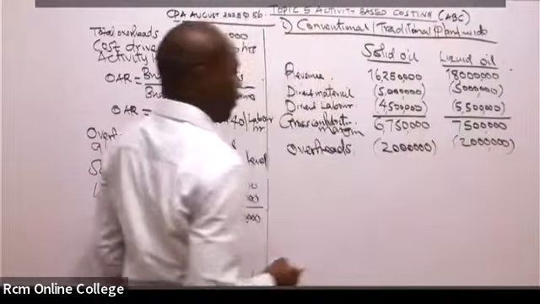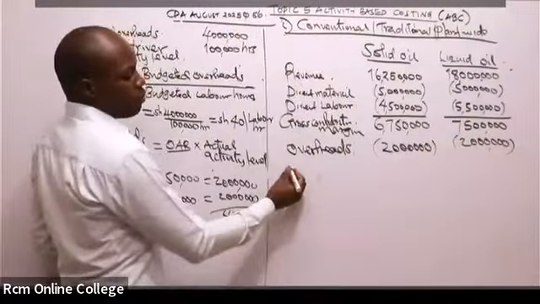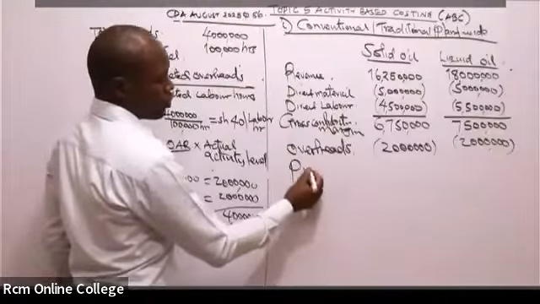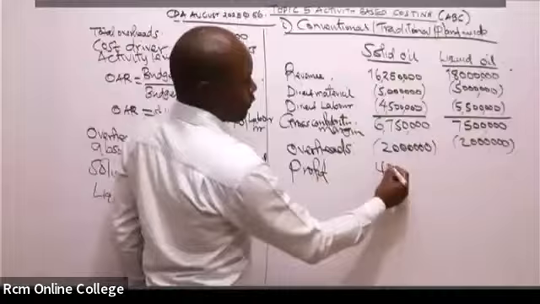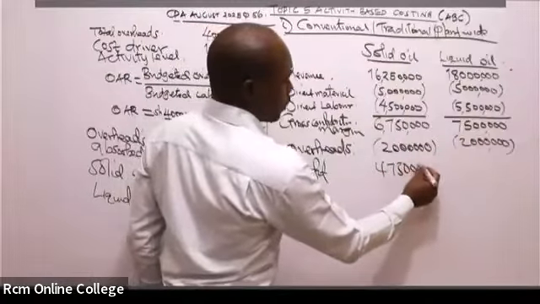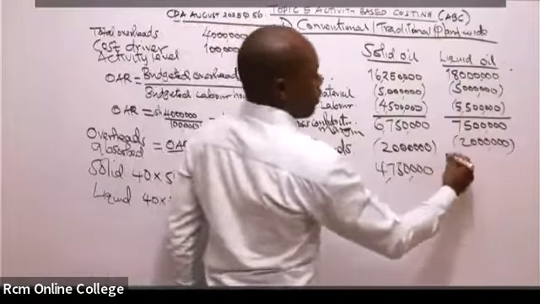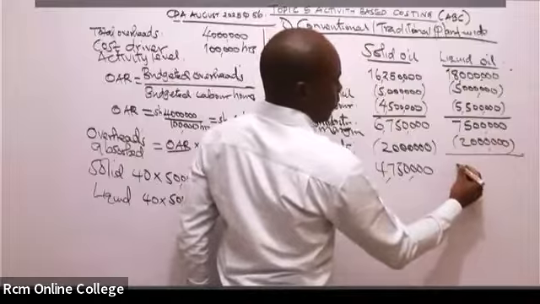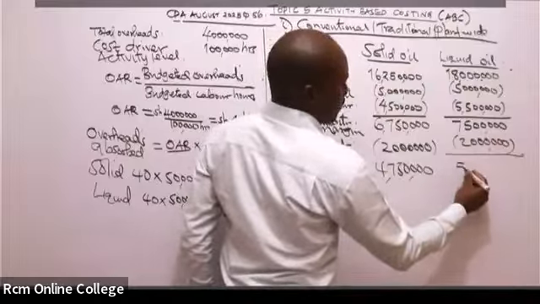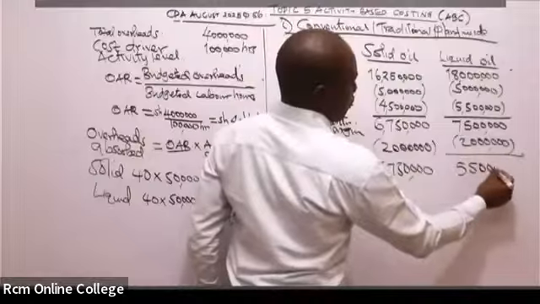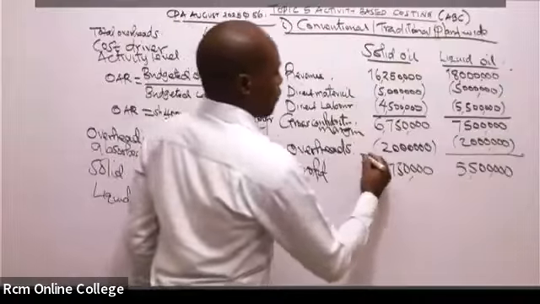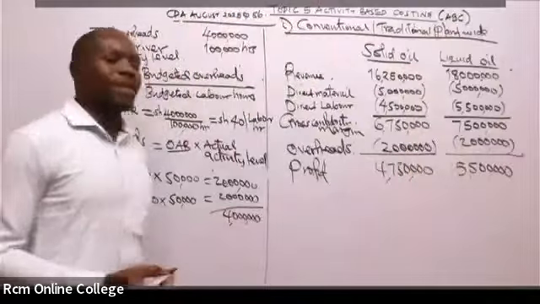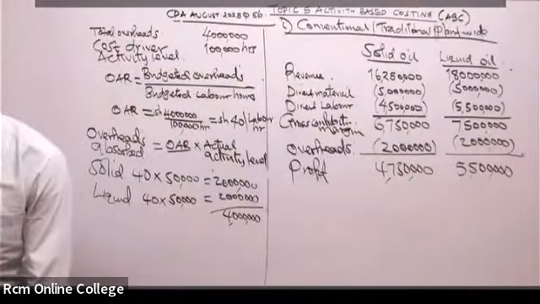So let us deduct the overheads. It will give us what we call profit. The profit, this one will be 4,750,000. This one here, that one is very simple. That is 5,500,000. That is the profit.